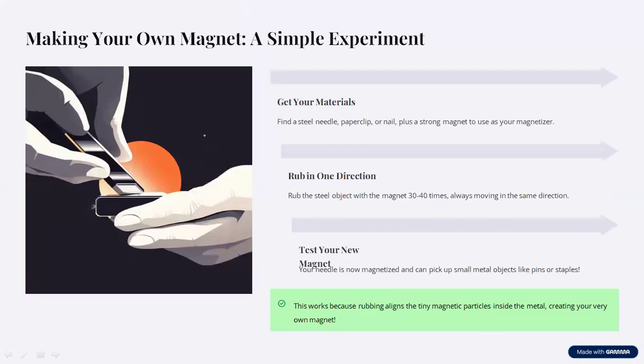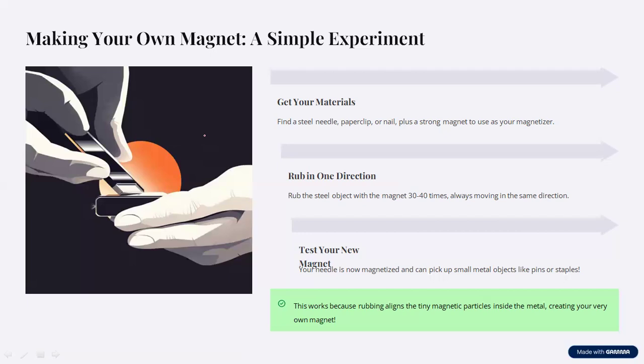Now, making your own magnet. Suppose you want to make your own magnet. So, what do you do? Find a steel needle or paper clip or a nail and a strong magnet, which you can also get from a store. Now what you do, rub in a particular direction only, say from left to right only, not in a random direction. When you rub the steel object with the magnet 30, 40 times, always moving in the same direction, you will be able to see that the metal object, or pin, or needle, or paper clip which you have selected is now able to attract another paper clip.